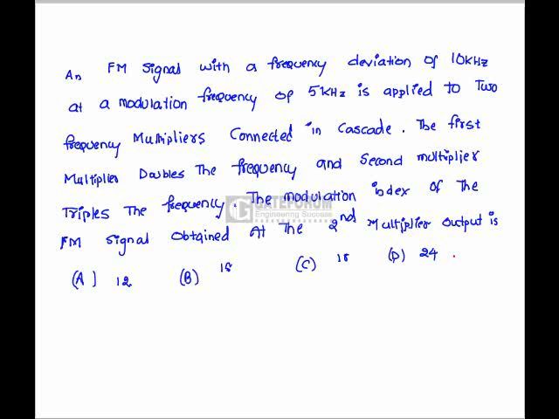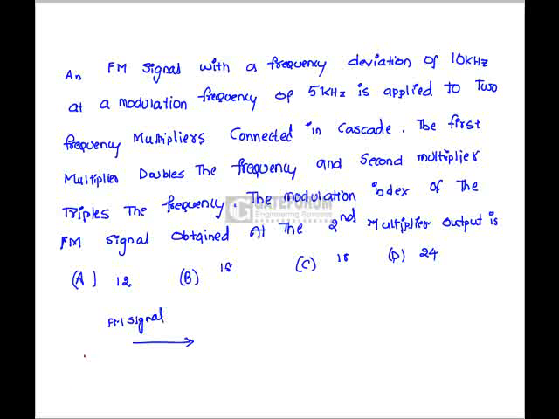An FM signal with a frequency deviation of 10 kHz at a modulation frequency of 5 kHz is applied to two frequency multipliers connected in cascade. That means the first multiplier doubles the frequency and the second multiplier triples the frequency. The modulation index of the FM signal obtained at the second multiplier output is, here this is the FM signal.